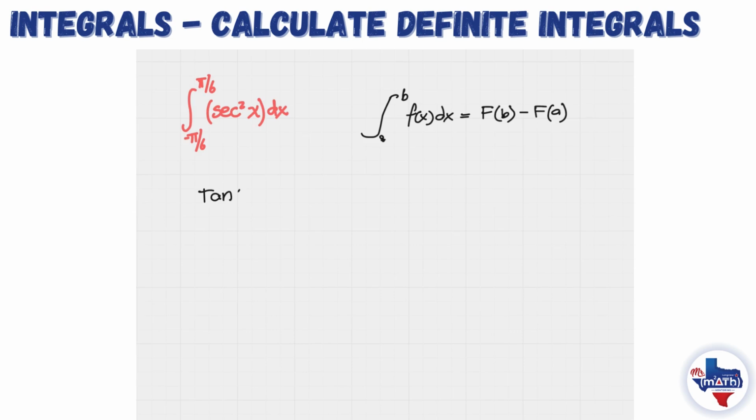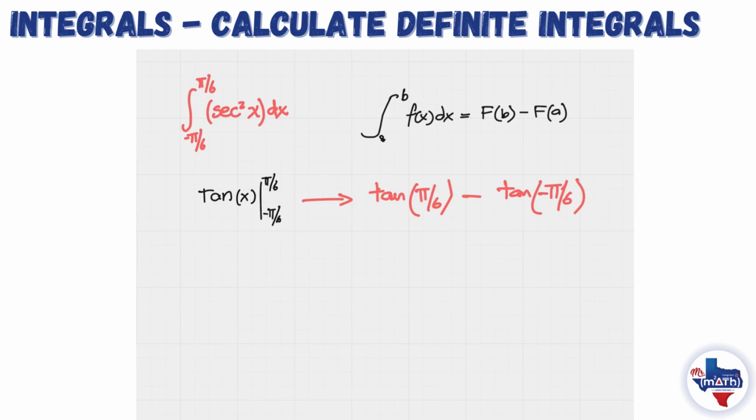evaluated from where to where? From negative pi over 6 to pi over 6. Okay, so that being said, what we need to calculate here will be the tangent of pi over 6 minus the tangent of negative pi over 6.